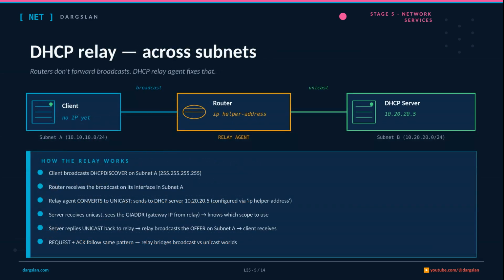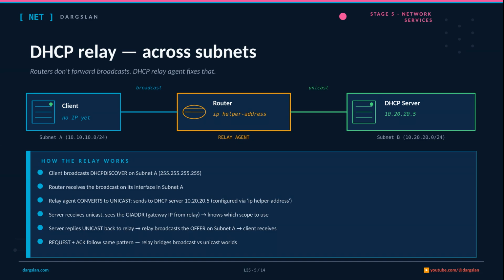But here's a problem. That discover broadcast only travels within its own subnet because routers, by design, don't forward broadcasts. So what happens when your DHCP server lives on a different network? That's where the relay agent steps in.